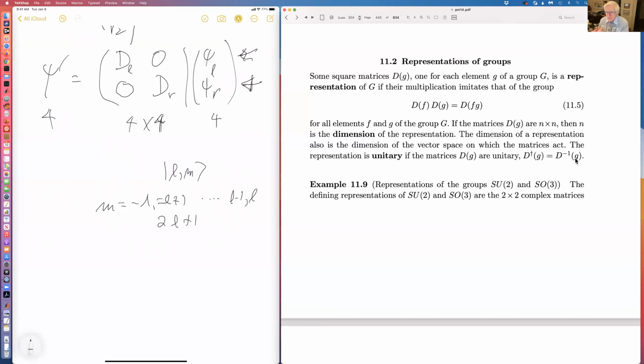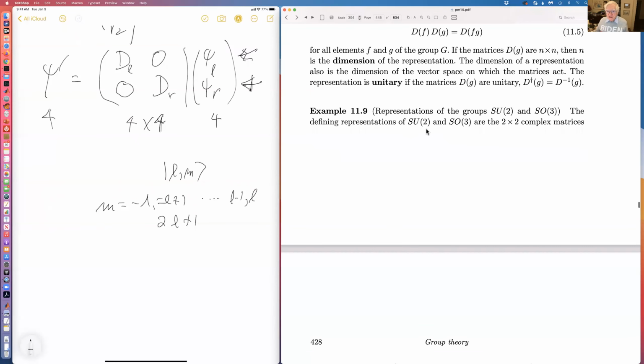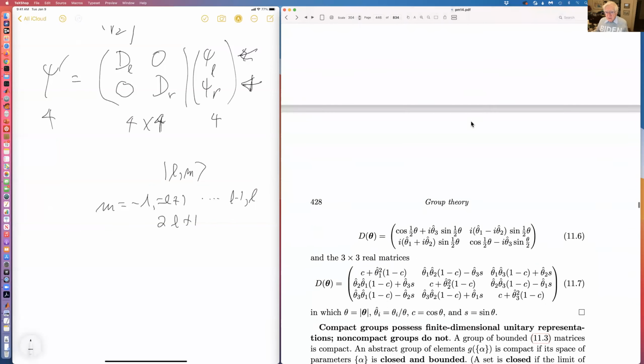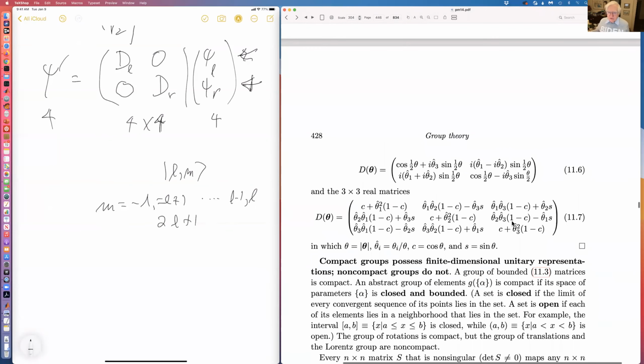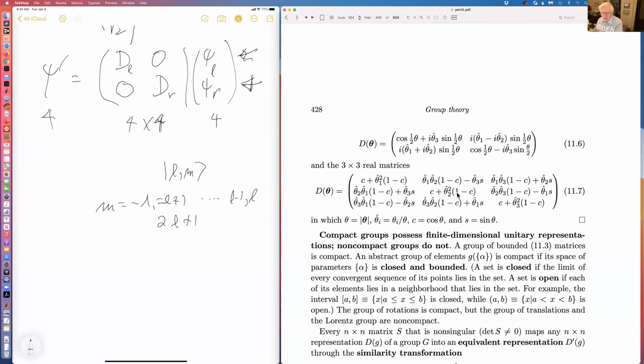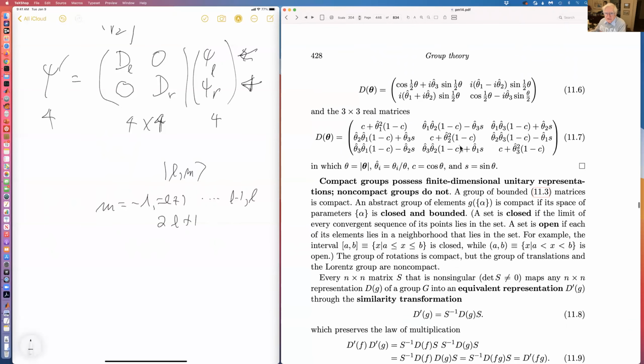Now, in particular, the defining representations of SU2 and SO3 are just matrices. In the case of SU2, they're these complex matrices, and in the case of SO3, these are real matrices where C is cosine, S is sine. I've written them out explicitly, no reason for you to puzzle over these in great detail, don't worry about them.